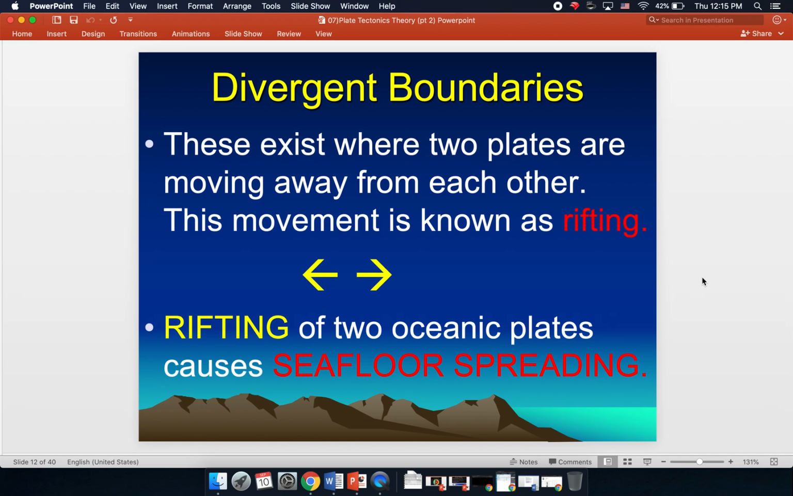Rifting of two oceanic plates we've seen before in the last lesson when we were going over seafloor spreading. When those two plates are being pushed away from each other by the magma that's rising at the mid-ocean ridge, the movement it causes of the plates moving away from each other we refer to as rifting.